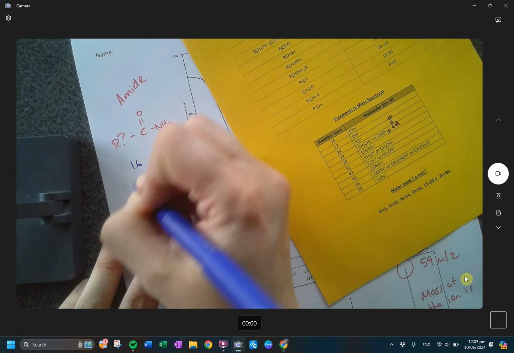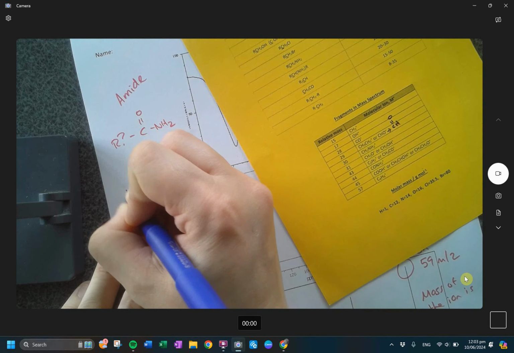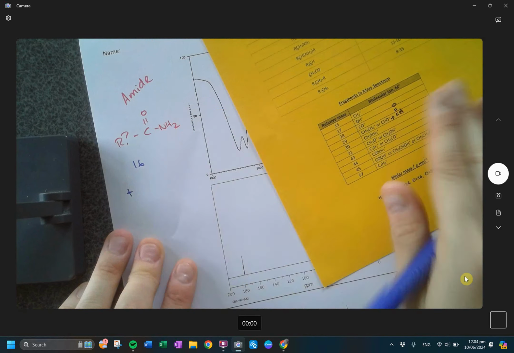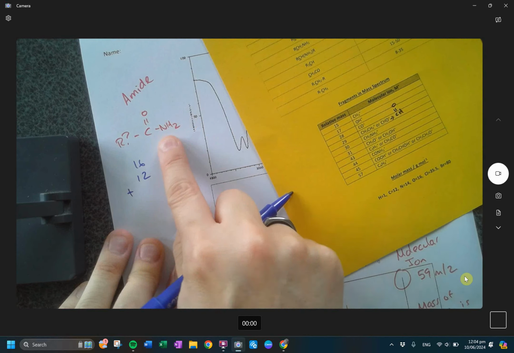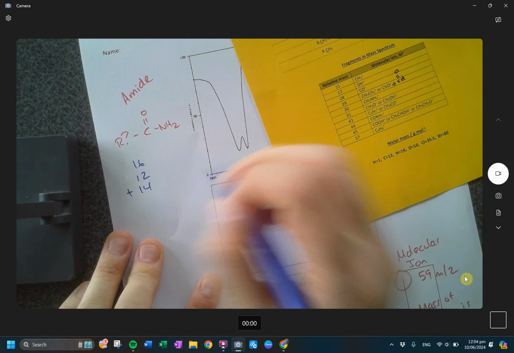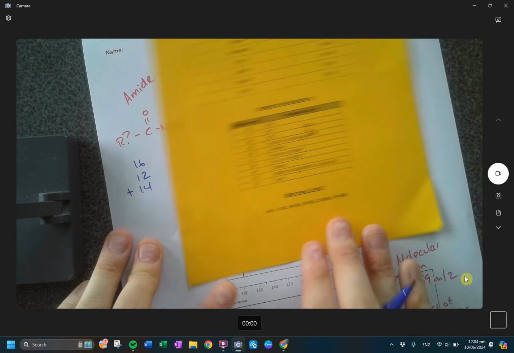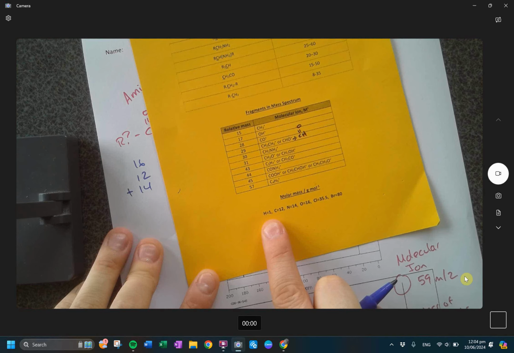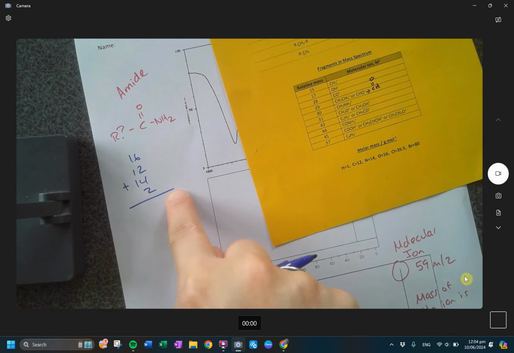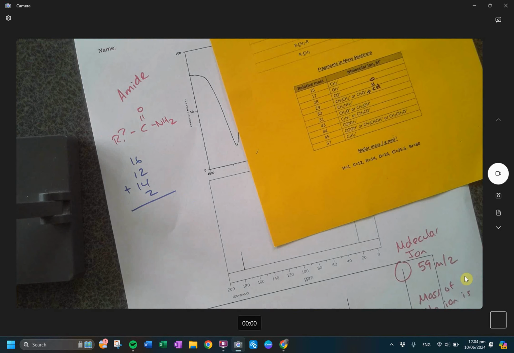So I'd have 16. And then I would need to add to that 16 my carbon, which is 12. I would need to add my nitrogen, which is 14. And I would need to add my 2 hydrogens. Hydrogen is 1. Since I have 2, I times it by 2, so I'm adding 2. So add these numbers together, and then you're going to do the magic: add 14 until you are 1 away.